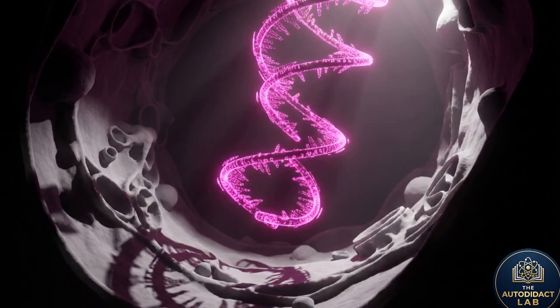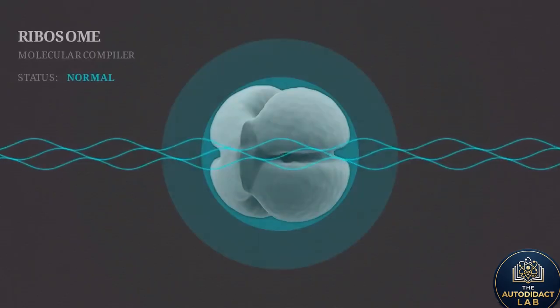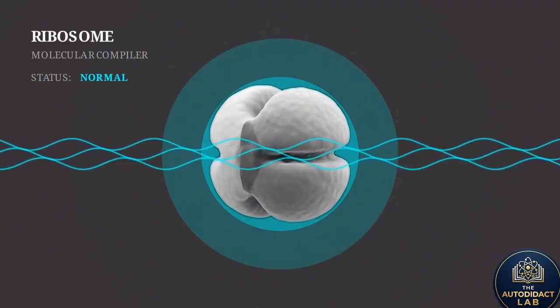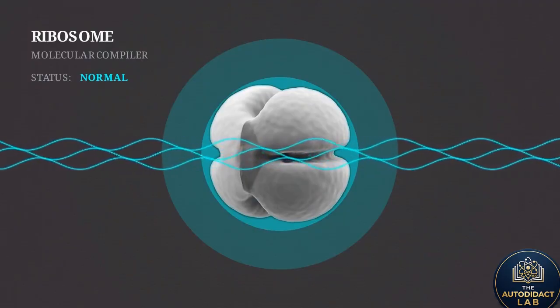The perimeter has fallen. The malware has transitioned into an active internal system exploit. The malicious code bypasses the cytoplasm and heads directly for the host's central manufacturing hub. This diagram shows a ribosome. It is the cell's molecular compiler, responsible for reading genetic code to build functional proteins.